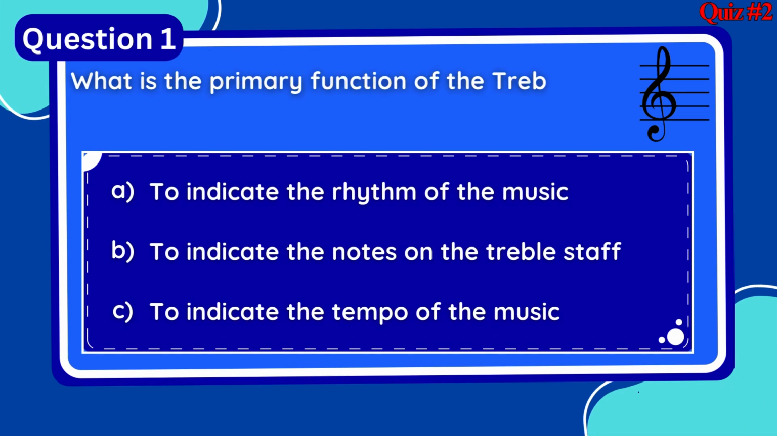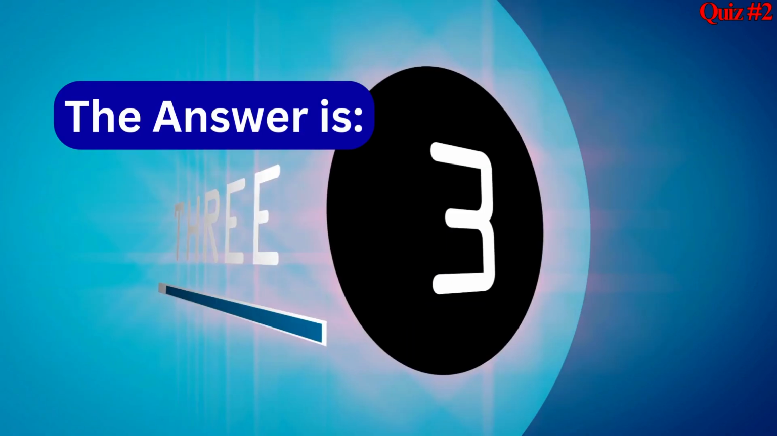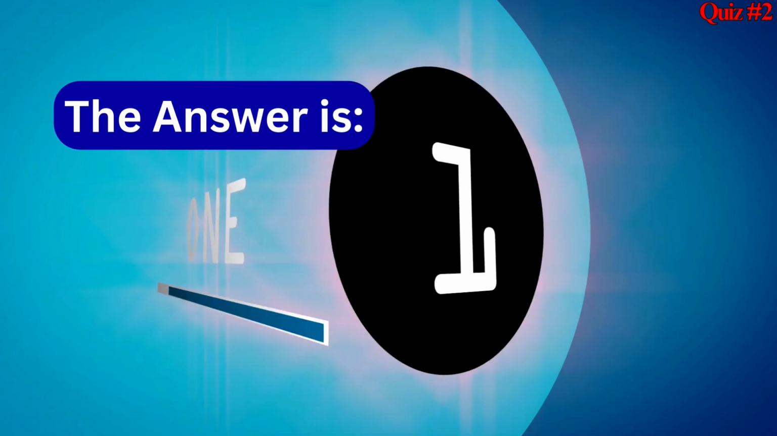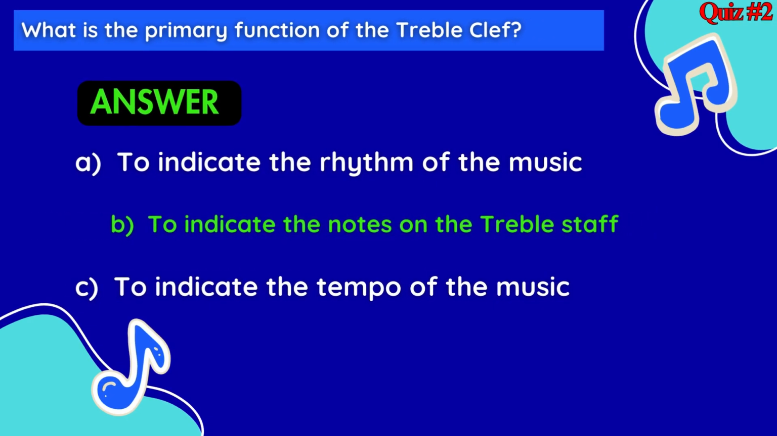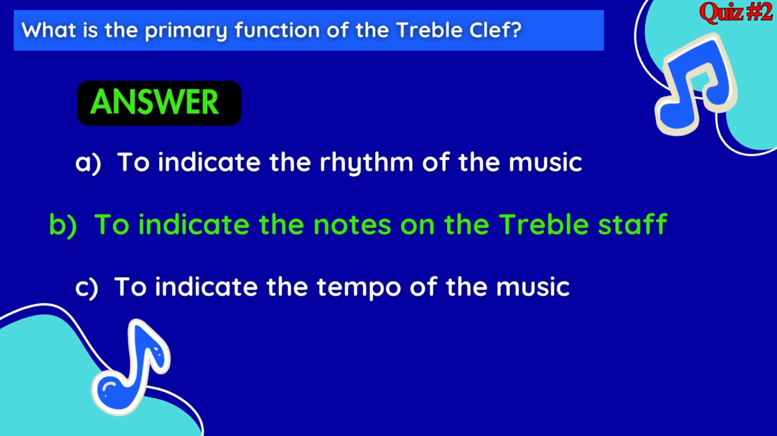Question 1. What is the primary function of the treble clef? A. To indicate the rhythm of the music, B. To indicate the notes on the treble staff, or C. To indicate the tempo of the music. And the answer is B. To indicate the notes on the treble staff.